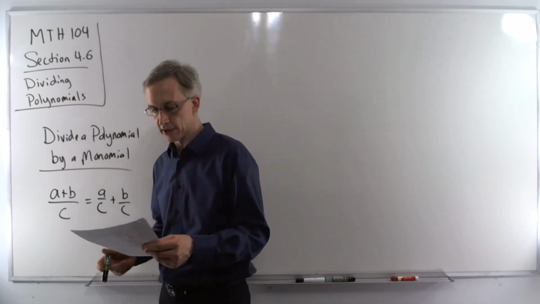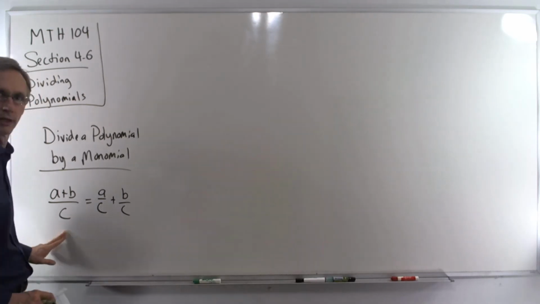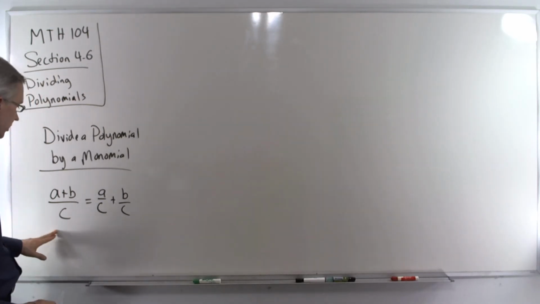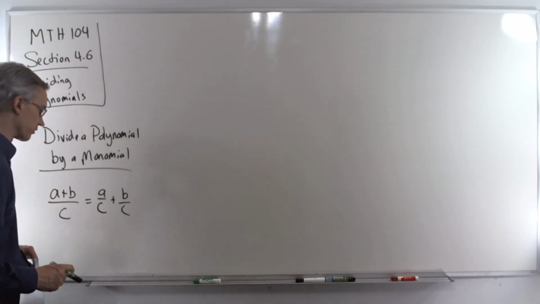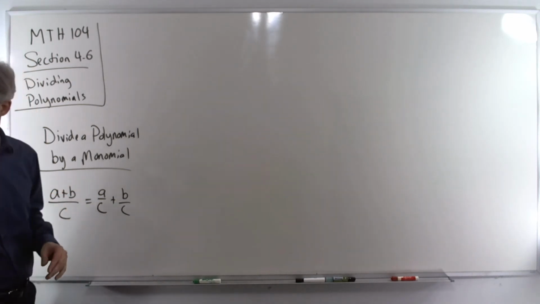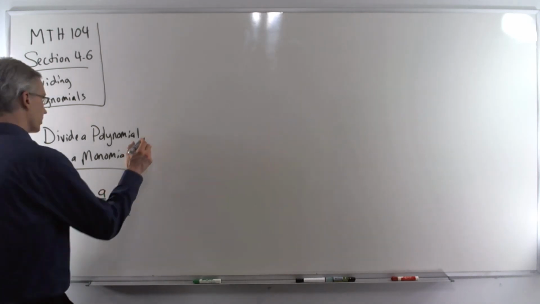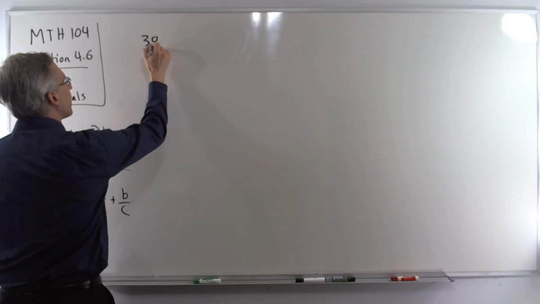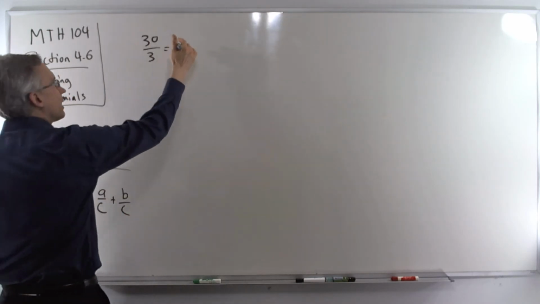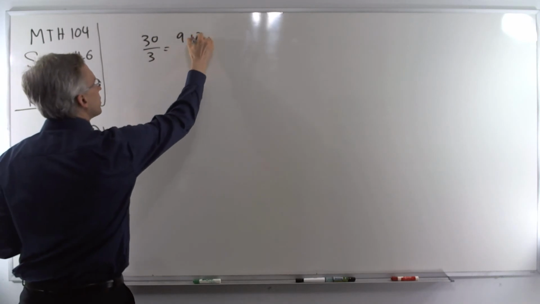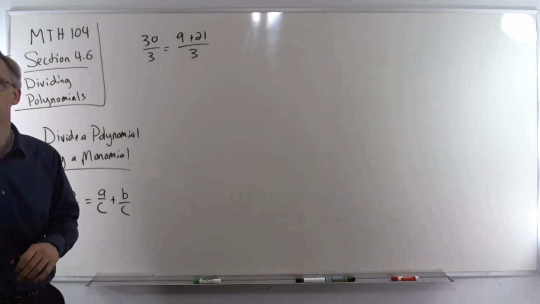So we're going to start off by dividing a polynomial by a monomial, and we're going to use this property, a plus b over c. We can take this and split it up into two individual fractions, a over c plus b over c. So let's try this out with some actual numbers to see if this works. I'm going to write a fraction up here, 30 over 3. And I can rewrite 30 as 9 plus 21, still over 3. All I did is break up the 30 into 9 and 21.